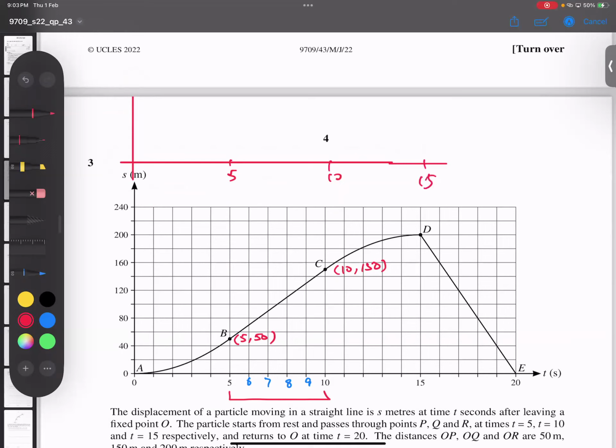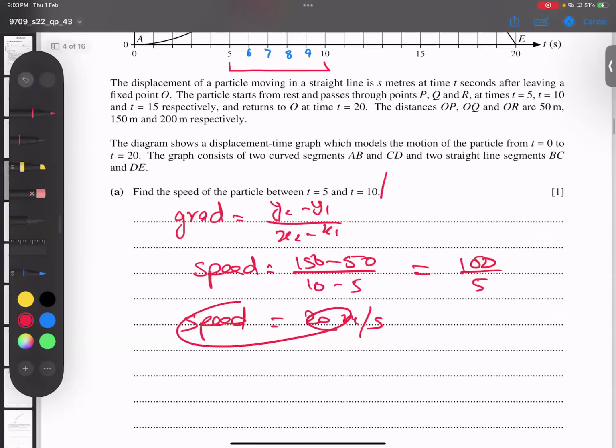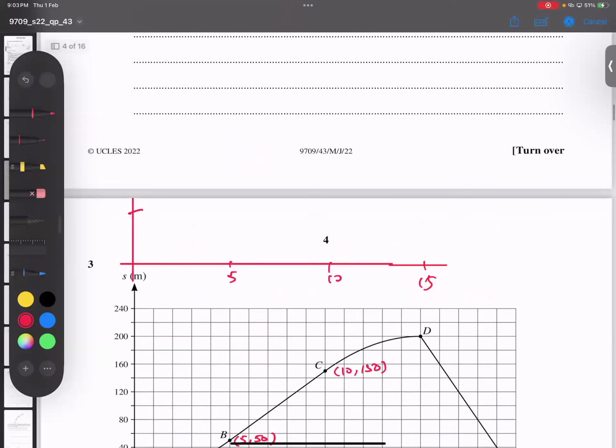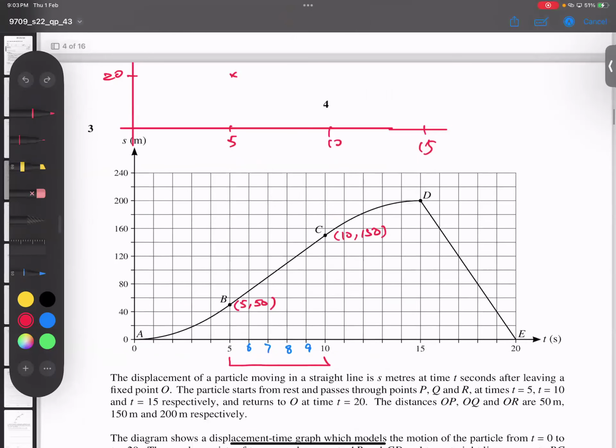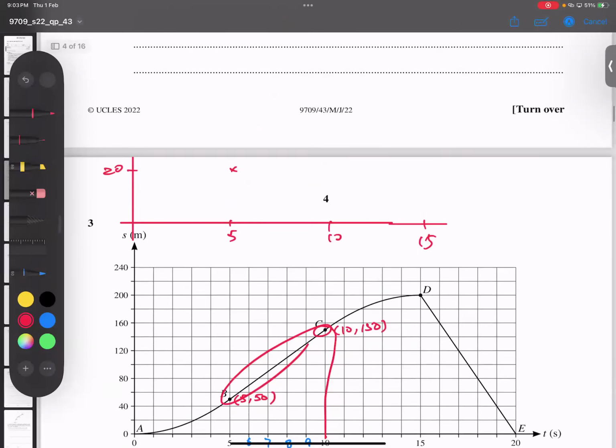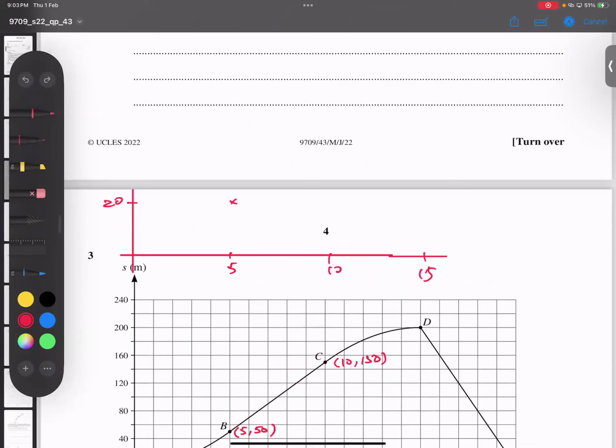So for your knowledge, what is the speed at 5? Speed at 5, I got 20. So this is 20. So at 5, speed is 20. Very clear. At 10, what is the speed? Again 20. So it means at 10 speed is 20. So it means I got a straight line. Okay, it is very, very clear.